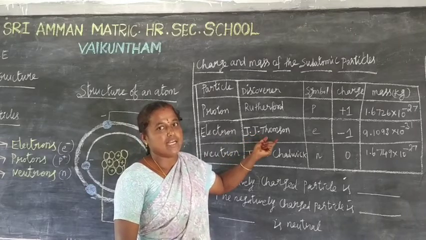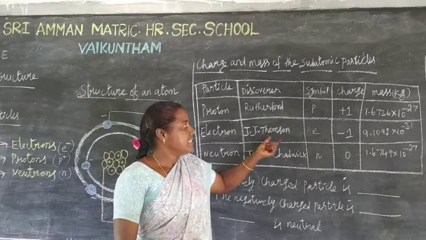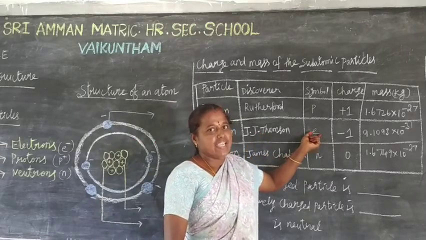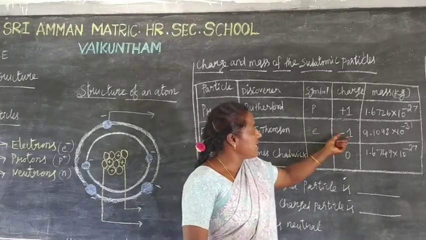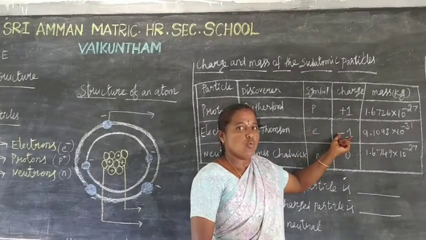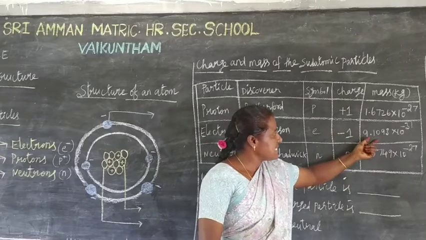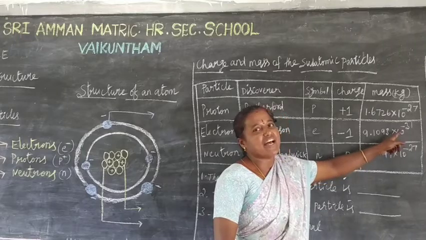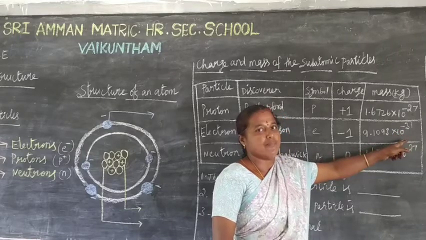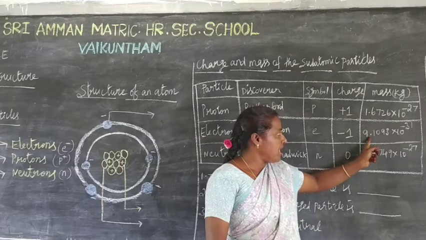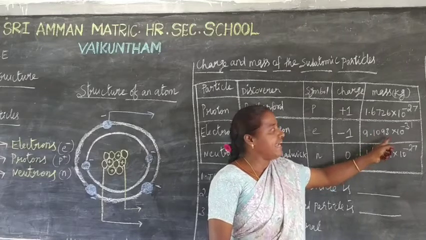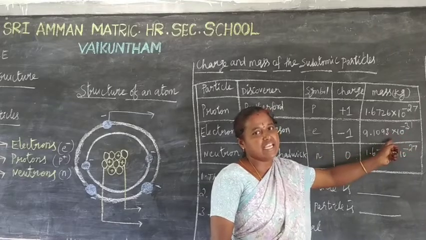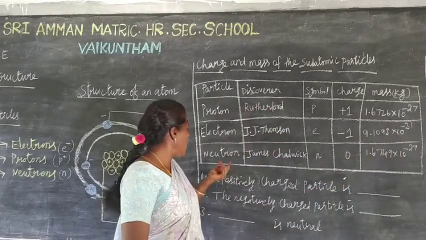Electron was discovered by J.J. Thomson. The symbol of electron is E. The charge of the electron is -1. Its mass is 9.1093 into 10 power minus 31 kilogram. That is the mass of the electron.